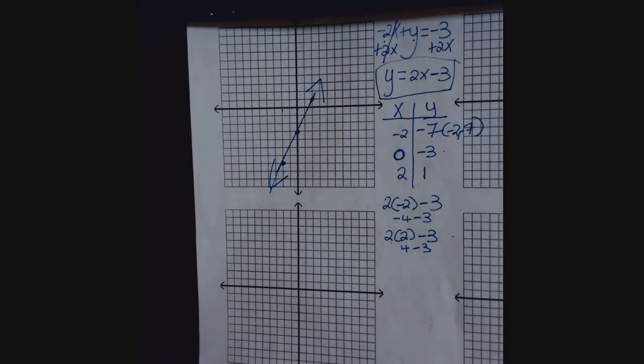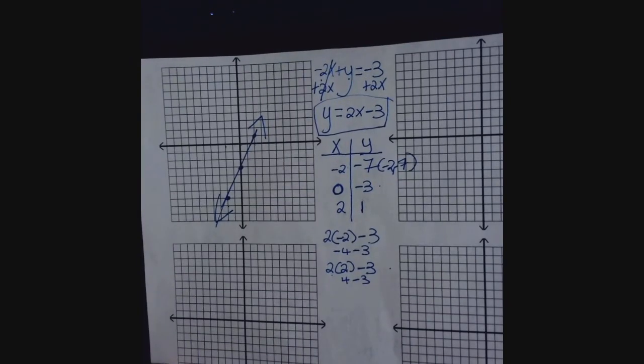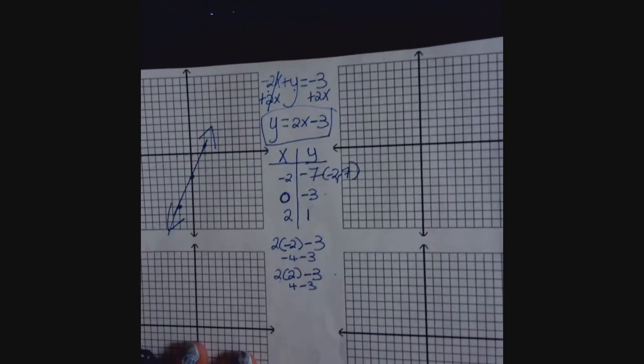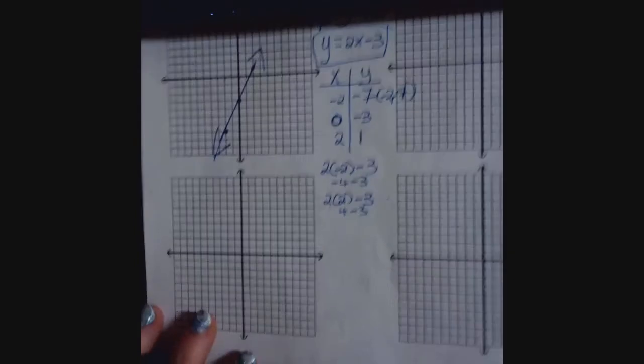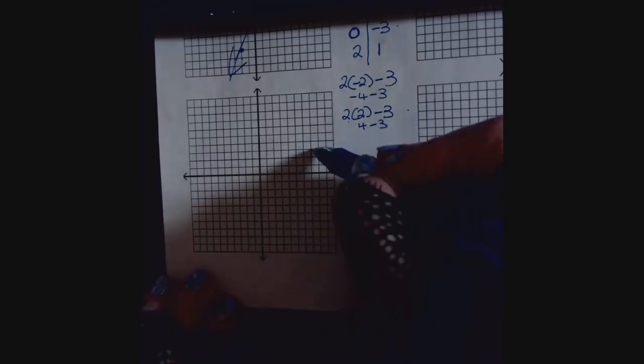Okay, so look at that. That's how you graph an equation. We're going to graph two lines that are very important. One is the x-intercept, one is the y-intercept. So I'm going to go ahead and move it over here. Okay, so I'm going to use this one and this one.